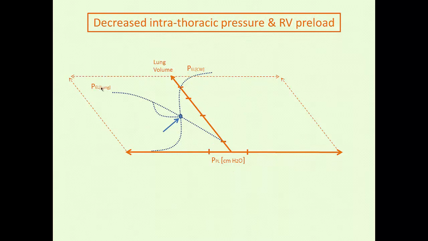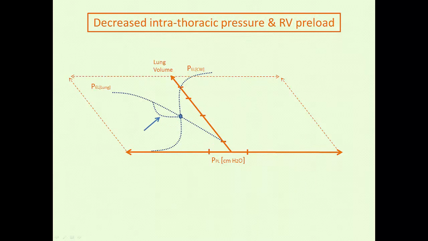This is chest wall compliance, and this is pulmonary compliance, and this is where they meet. This is functional residual capacity. And on the x-axis here we have pleural pressure in centimeters of water. So at functional residual capacity, the intrathoracic pressure is slightly subatmospheric. Again, this is 0, this is negative, and this is positive in terms of pressure.